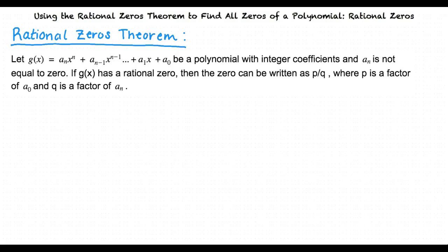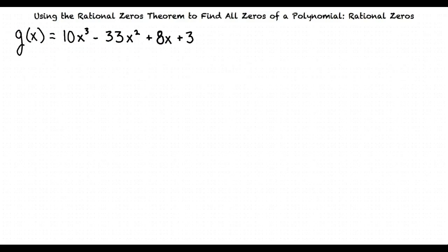How do we relate this theorem to the types of problems we'll be given? Let's say we are given the polynomial g of x equals 10x cubed minus 33x squared plus 8x plus 3. We are given that it has at least one rational zero and asked to find all zeros of the function. To do this, we'll first need to identify a sub 0 and a sub n. A sub n is the leading coefficient, so a sub n equals 10. A sub 0 is the constant term, so a sub 0 equals 3.